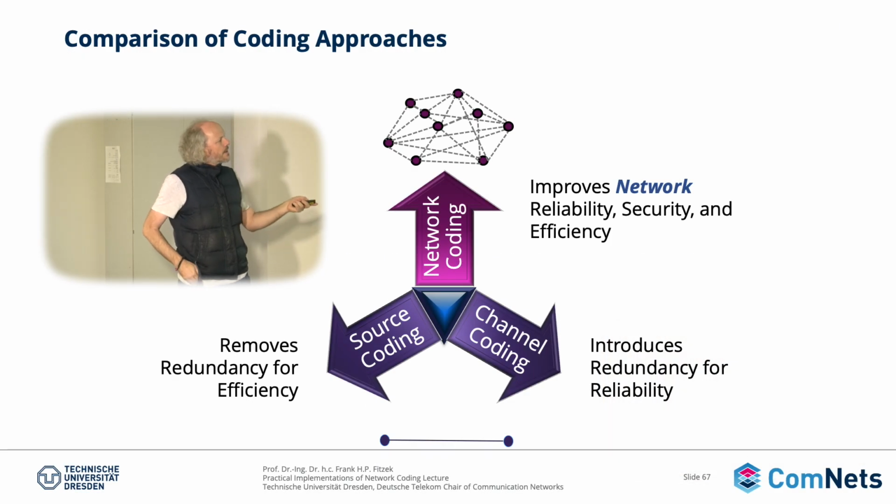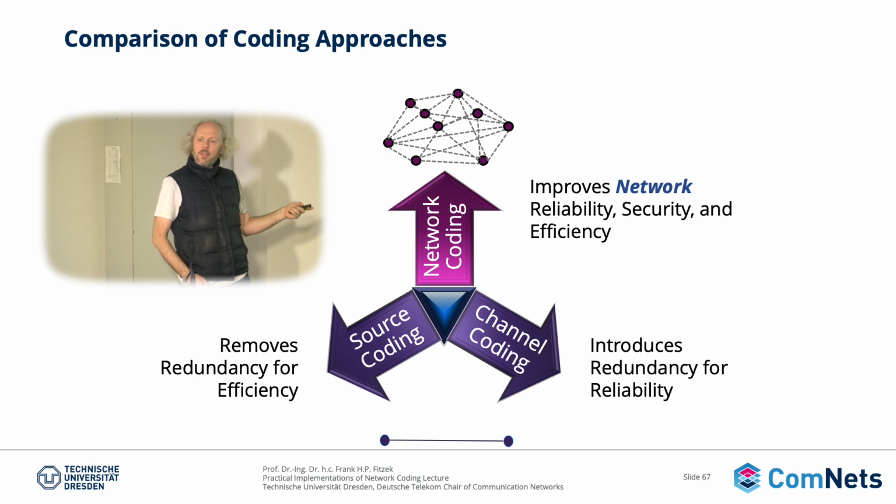So if you look at source coding, the only thing that source coding wants to do is remove redundancy for efficiency. Channel coding introduces redundancy for reliability. As I said this morning in Communication Network 1, of course you don't remove one redundancy and add it here later on. There are different types of redundancy. This is, so to speak, the stupid redundancy. This is the intelligent redundancy, right?